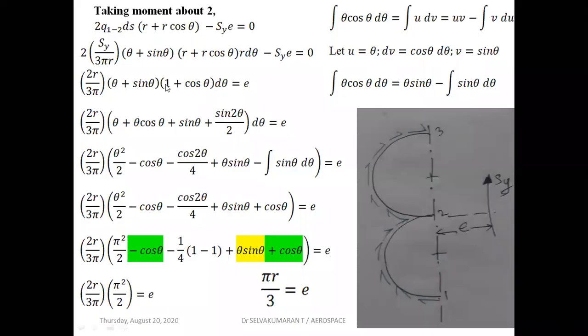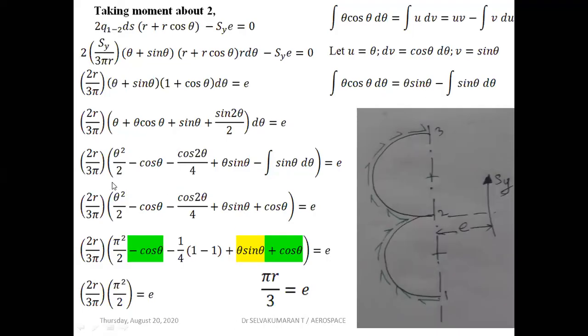Then how to integrate this theta cos theta? I have shown here in the top right hand side how to integrate theta cos theta d theta, which is integral u dv, that is uv minus integral v du. Here u is equal to theta, dv is equal to cos theta d theta, and v is equal to sine theta. By integrating this I am getting this. I just plug this in place of theta cos theta.